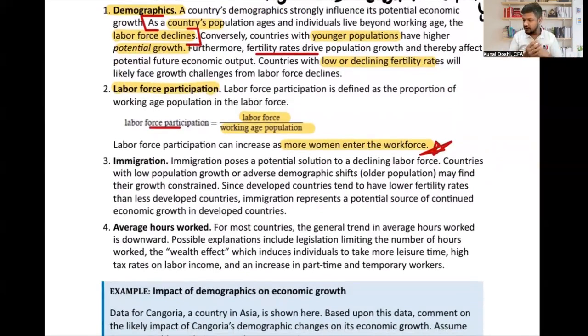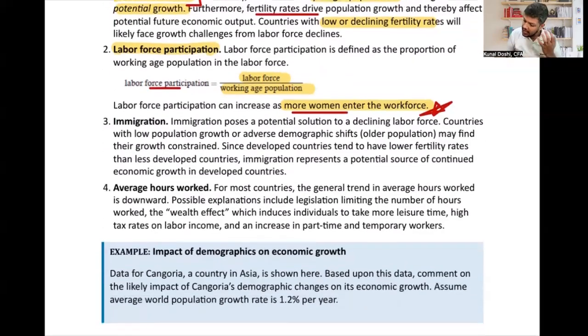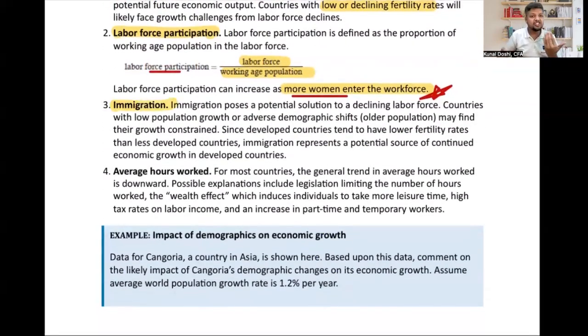Okay. Right. Okay. Labor force participation, we've already discussed. It is the proportion of working age people who are in the labor force or who are willing to or available for work. This includes those who are employed as well as unemployed. But here we already discussed that adding more women to work will definitely be an advantage. Immigration connected to demography, as I mentioned, having an open door immigration, of course, will boost the economic growth. Immigration possesses a potential solution to declining labor force.